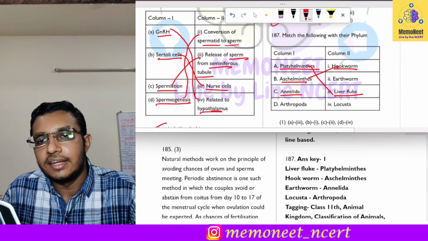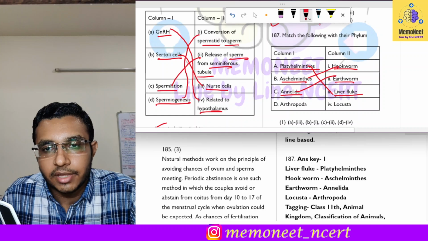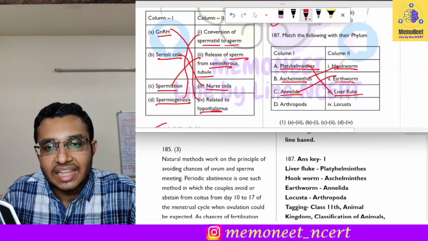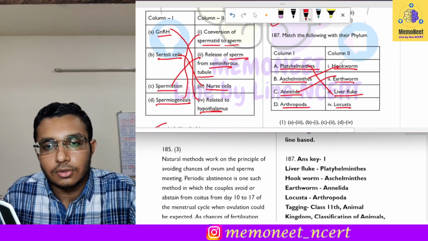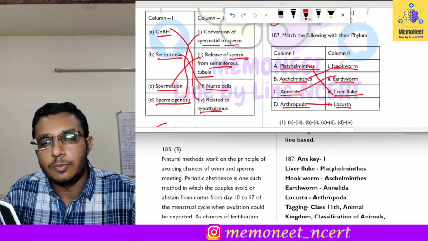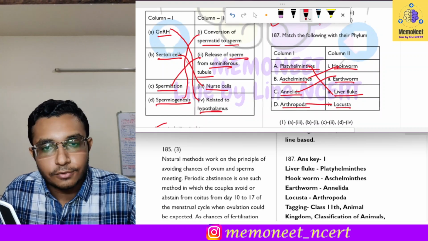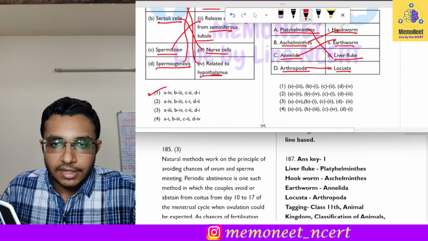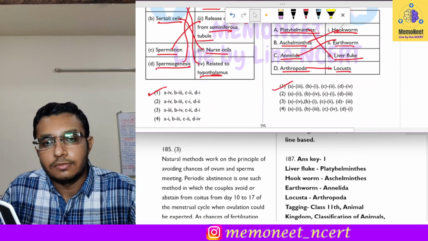C is Annelida. Earthworm belongs to the phylum Annelida, so C goes with 2. And D is Arthropoda. So Locusta is the gregarious pest which belongs to the phylum Arthropoda. Therefore, D goes with 4. So the correct option showing the correct matching is option 1.